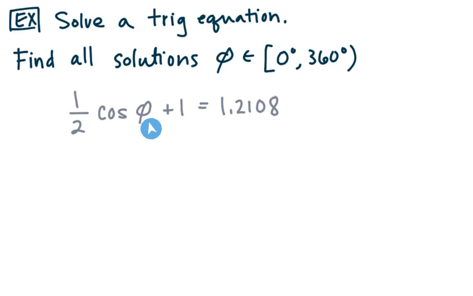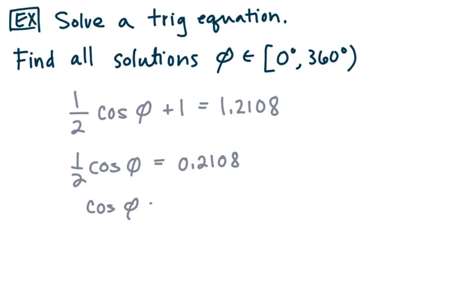So I want to isolate phi. That's pretty easy for me to start moving things around. I'm going to subtract the 1 and multiply by 2. So I have 1/2 cosine phi equals 0.2108 times 2. I have cosine phi is 0.4216.